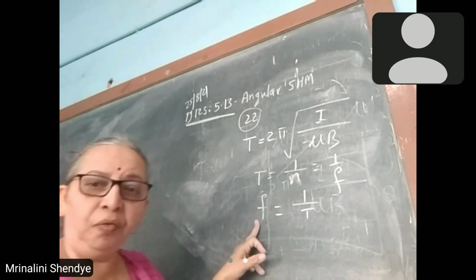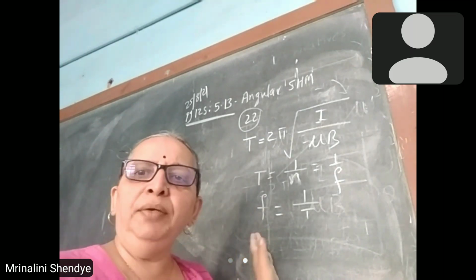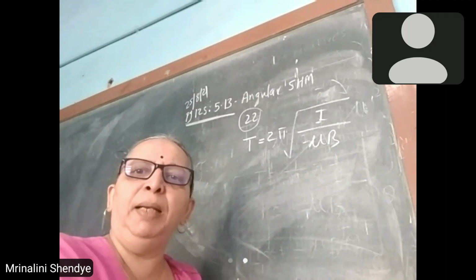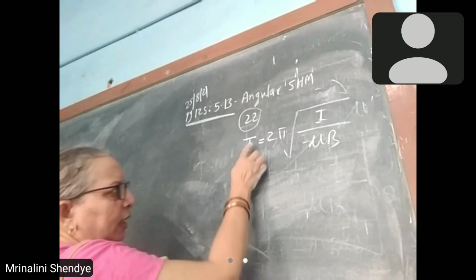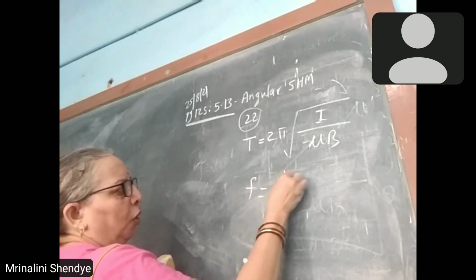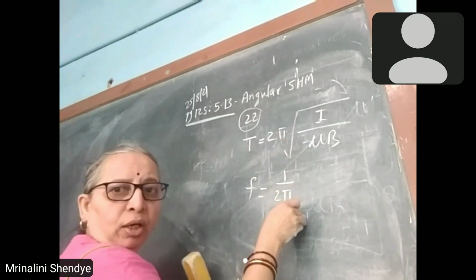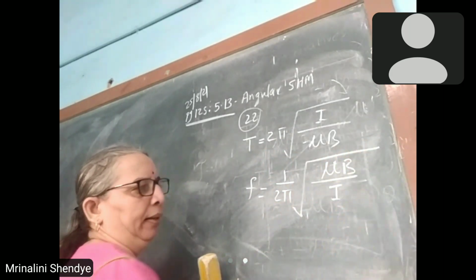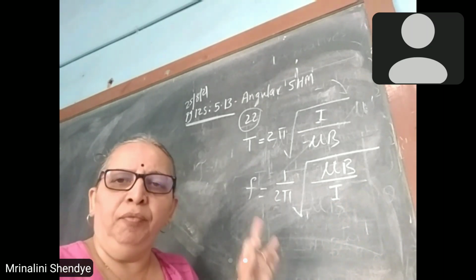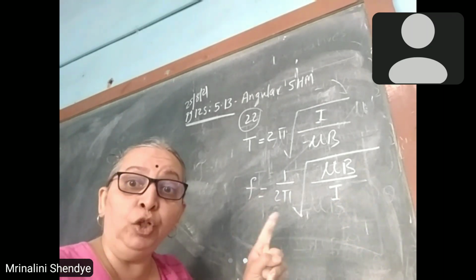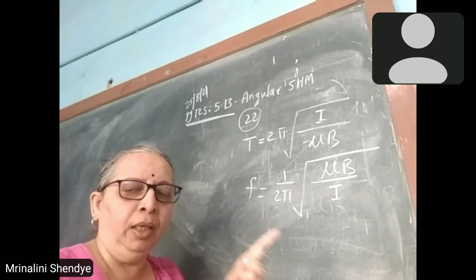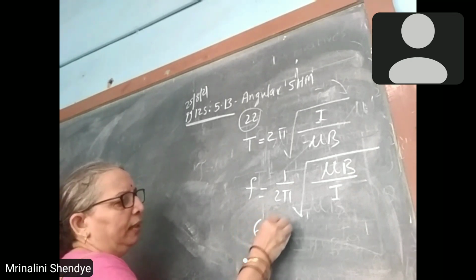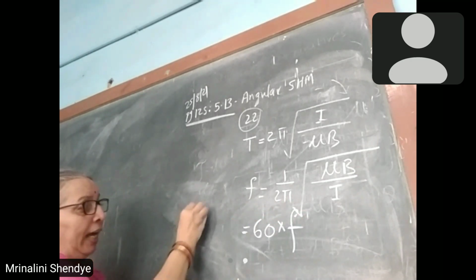So you first find its frequency. By using frequency, you can find the number of oscillations in 1 minute. Simply multiply it by 60. So using this formula, we can write f as 1 upon 2 pi square root of mu B divided by I. This will be the frequency. Frequency is the number of oscillations in unit time, that is in 1 second. So multiply this f by 60 seconds. You will get the time required.